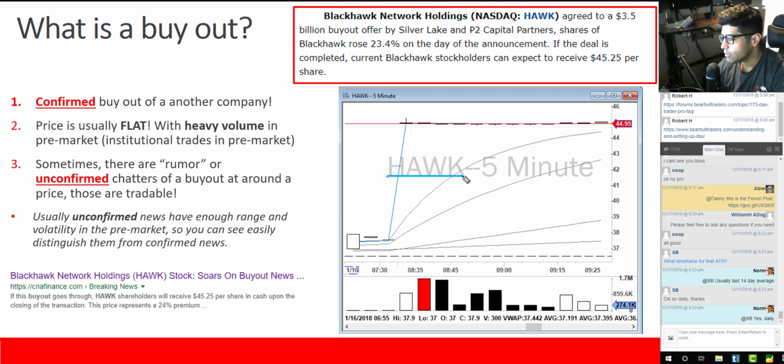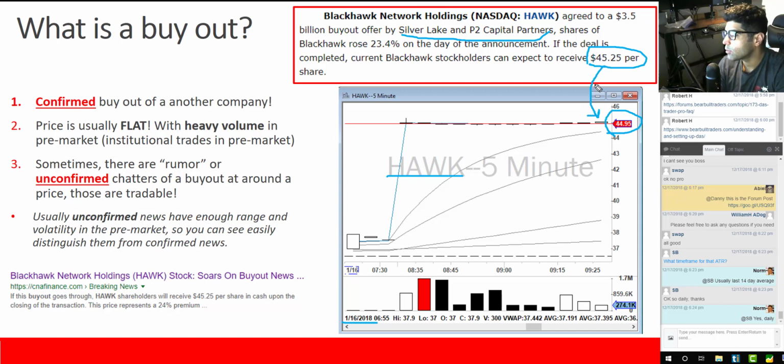So Hawk is another example. On that day, January 16, the news comes out that Silver Lake and P2 Capital Partners are going to buy Black Hawk at the price of $45.25 per share. So the price is fixed, the news is fixed, and Hawk is gapping up. And look at it; it's pretty much trading right at $45. There is no range because nobody would buy this at 46, 47 when the price is fixed. Nobody sells lower either, because the price is already fixed. So the stock is being traded exactly around that range.